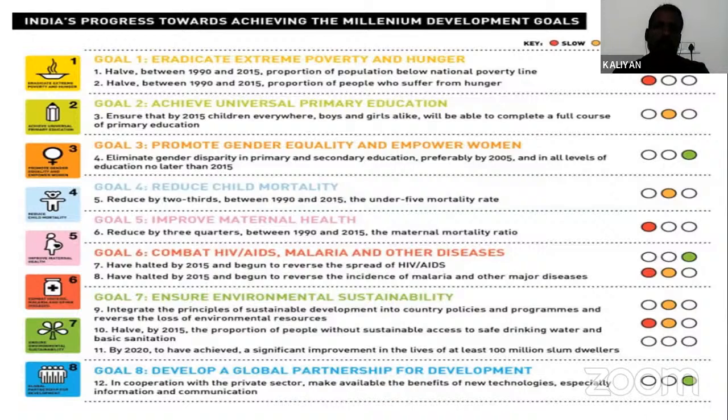Second goal, and the third goal is to promote gender equality: eliminate gender disparity in primary and secondary education, preferably by 2015, and at all levels of education no later than 2015. In India and all over the world, there is a huge disparity between the genders. So they need to promote gender equality and empower women.